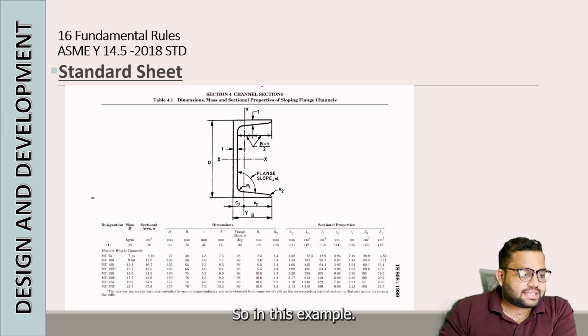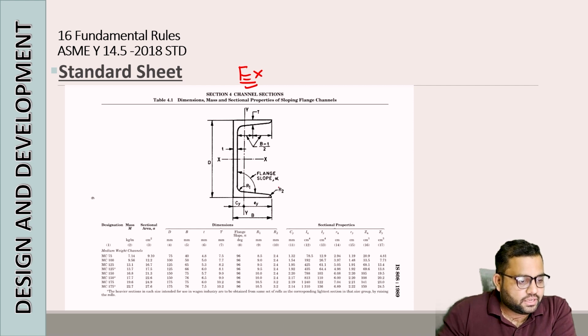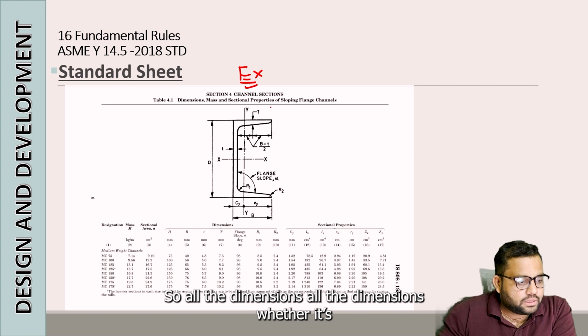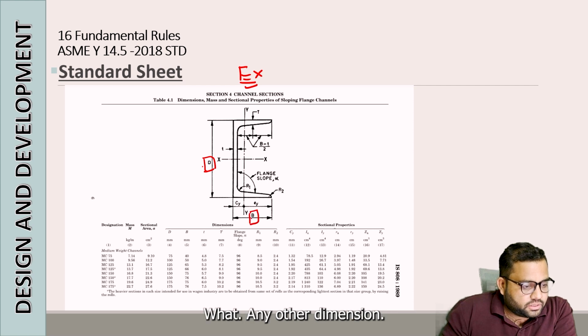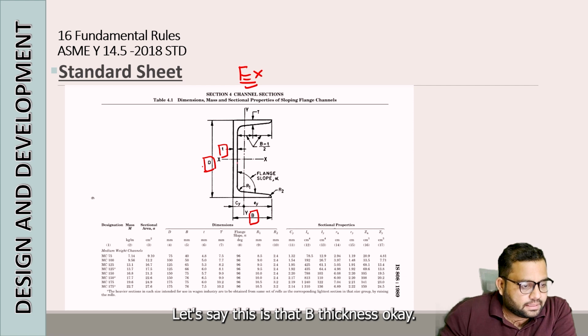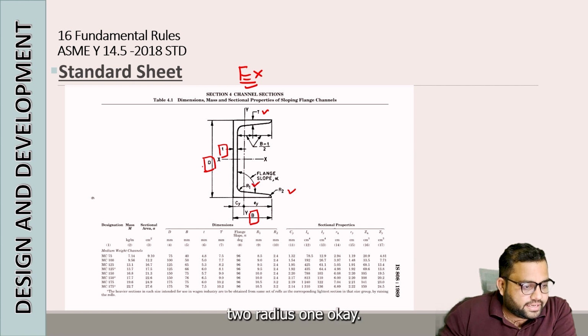In this example, you can see this is a channel section. All the dimensions, whether it's D, dimension B, or any other dimension, let's say this is a D thickness, this is another D thickness, R2, radius 2, radius 1. So what's the distance between this?